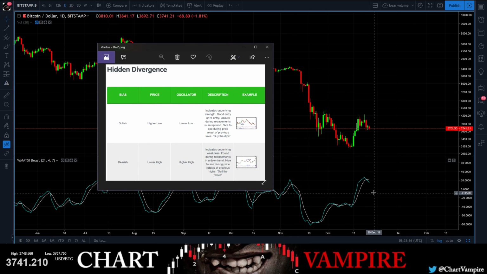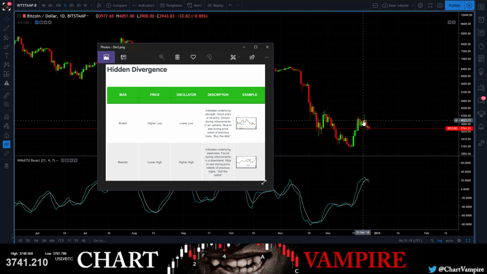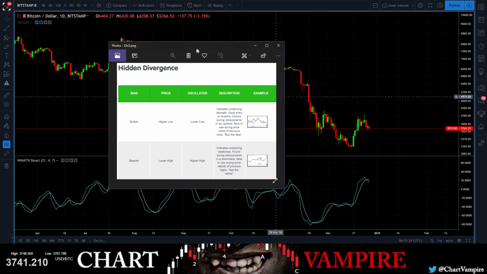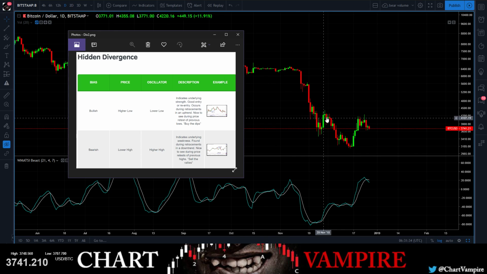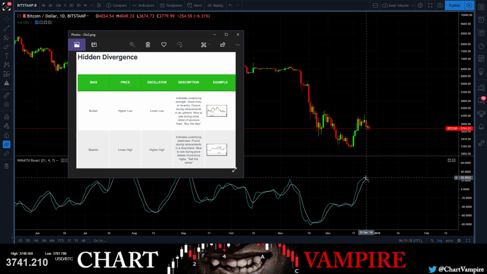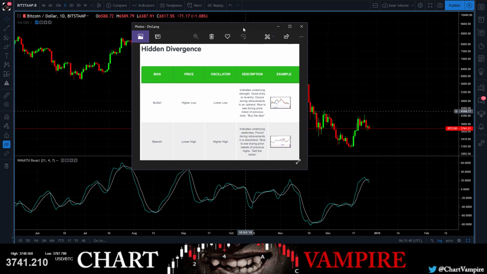Okay, so we got a lower high on the price action. This is the macro now. There's our lower high on the price, higher high on the indicator.